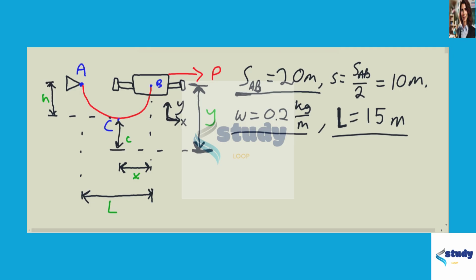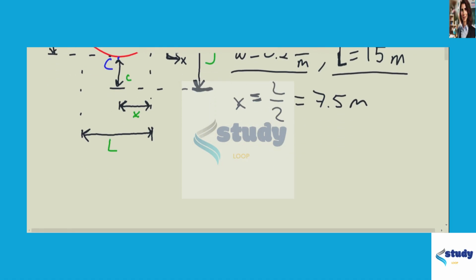So one of the first things that we need to do is, well, first of all, the question is we need to find the sag H and we need to find the force P. So the first thing to do in solving this is we need to find X and we need to find S. So S is simply half of SAB, which is equal to 10 meters. And then X is equal to L over 2. It's just half of L, which is equal to 7.5 meters.